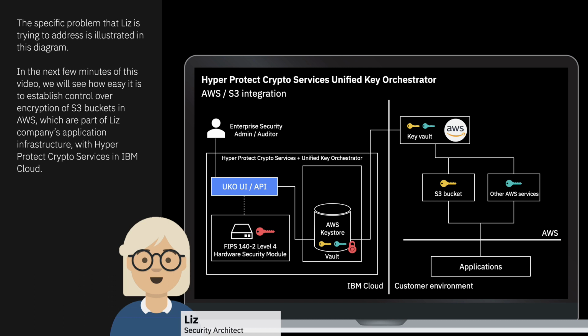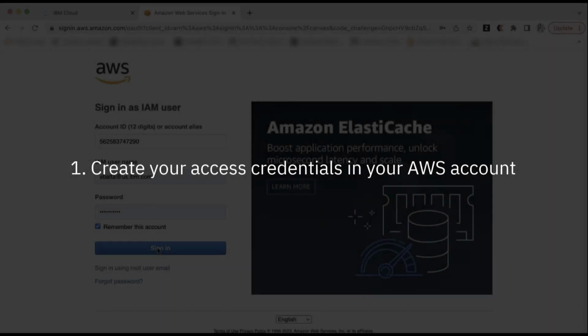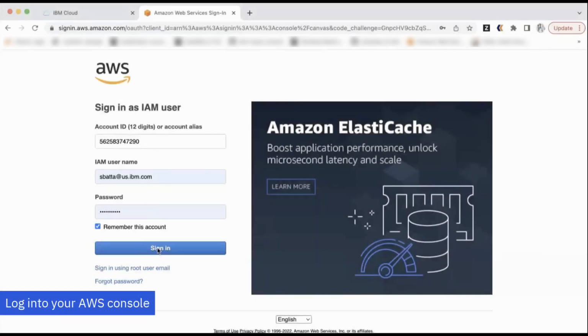In the next few minutes of this video, we will see how easy it is to establish control over encryption of S3 buckets in AWS, which are part of Liz's company's application infrastructure, with HyperProtect Crypto Services in the IBM Cloud. First, let's start with creating the access credentials in the AWS account, where S3 buckets need to be set up with controls of Unified Key Orchestrator.